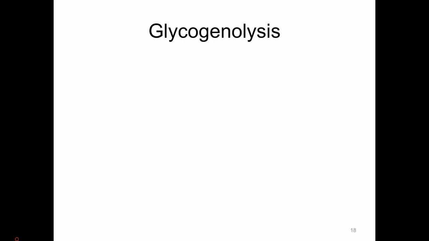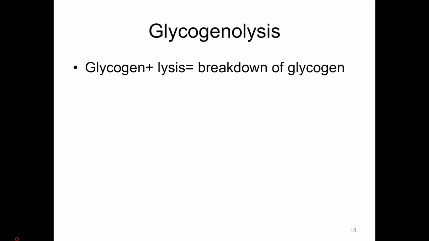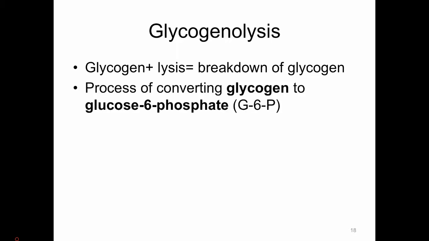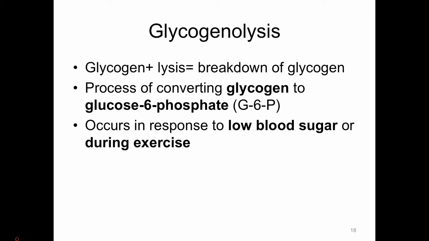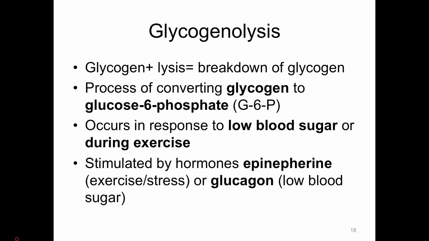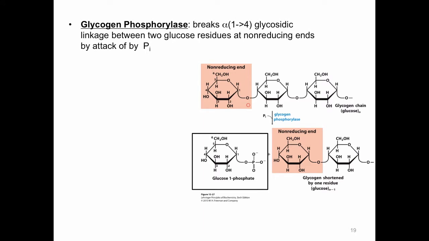Glycogenolysis is the process of breaking down of glycogen, so that's where the terms glycogen and lysis come from. It's the process of converting glycogen to the molecule glucose 6-phosphate. Glycogenolysis occurs in response to low blood sugar or during exercise. Glycogenolysis is stimulated by hormones epinephrine or glucagon. The enzyme that catalyzes the first step of glycogenolysis is glycogen phosphorylase.